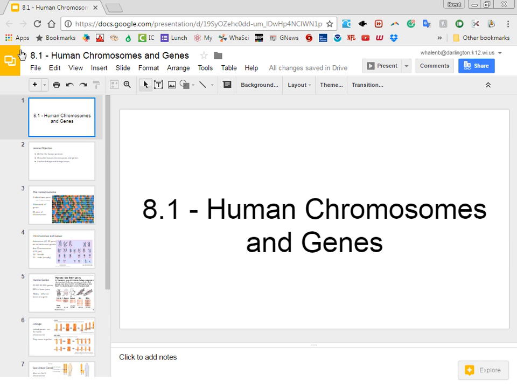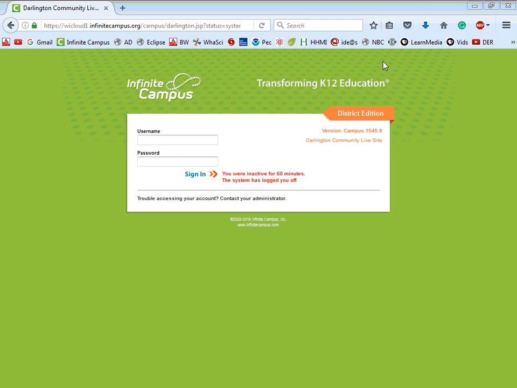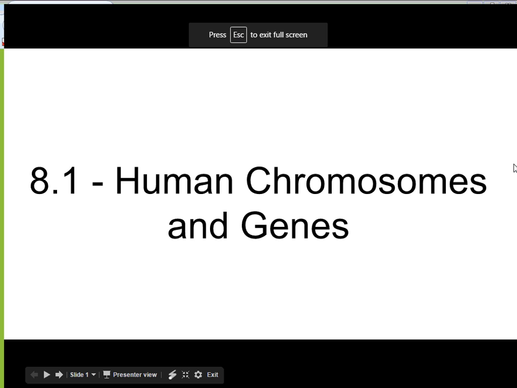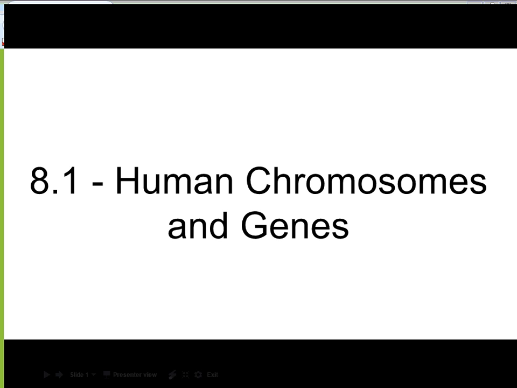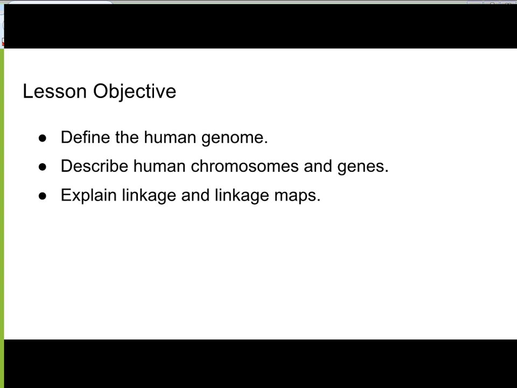Section 8.1 is on human chromosomes and genes. So we're talking about genetics still, but specifically with people. So our objectives for today: define the human genome, describe human chromosomes and genes, and explain linkage and linkage maps.